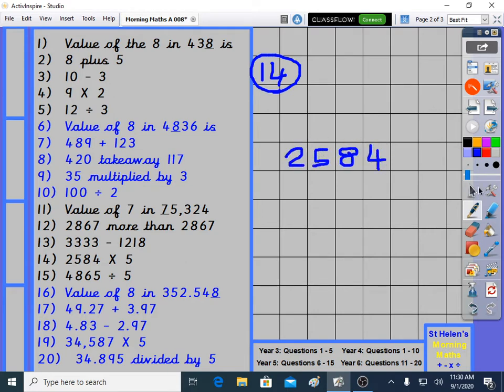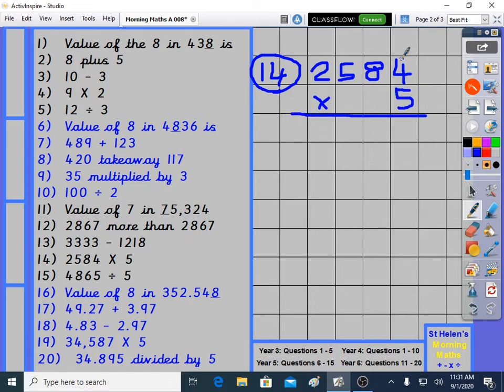2,584. I'm actually going to check this on the grid method, so let's give myself a bit of space to do that later. 2,584 times 5. So standard method first. This is called the standard method. 5 times 4 is 20. 5 times 8 is 40, plus 2 is 42. 5 times 5 is 25, plus 4 is 29. 5 times 2 is 10, plus 2 is 12.